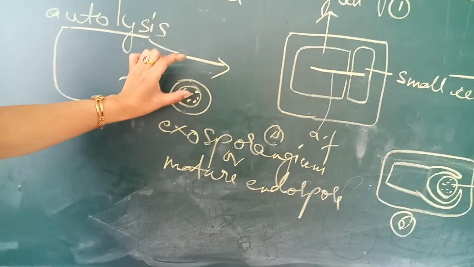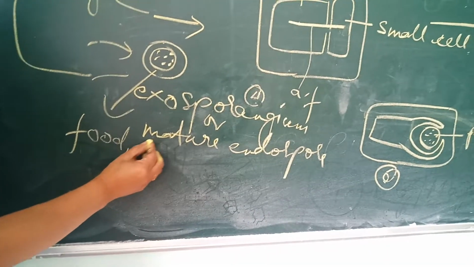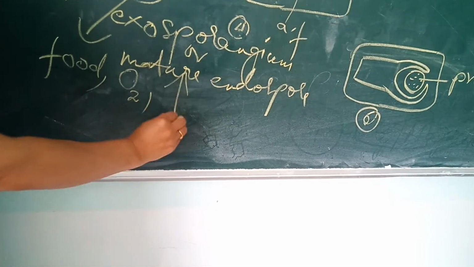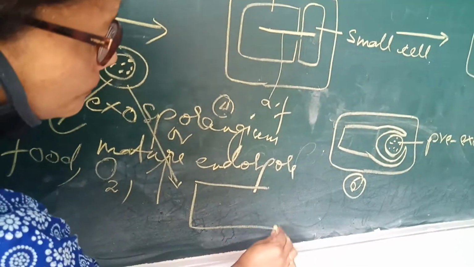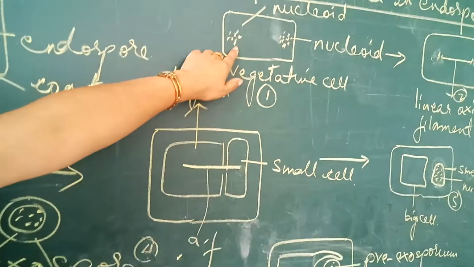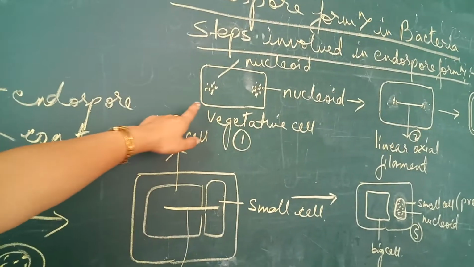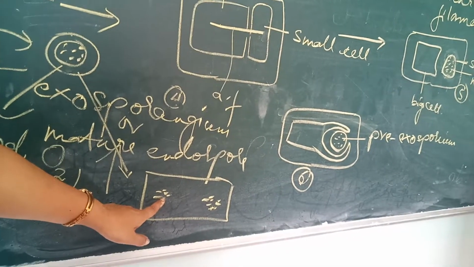And this cell will remain like this until there is sufficient food, until there is sufficient oxygen, okay, until the temperature is suitable for its germination. When these conditions are suitable, what will happen to this endospore? It will germinate and give rise to the same bacteria, this one that we started. Okay, from here it will give rise to the same bacterium that we once started. That's why one endospore will give rise to one bacterial cell.